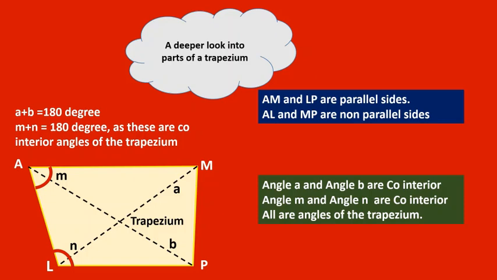These are called co-interior angles, consecutive interior angles. They are on the same side of the transversal. Right? AL is the transversal. We have studied that. AM and LP are parallel lines. AL is the transversal. So, these are called co-interior angles. They add up to 180 degrees. That is why angle M and angle N, I have named it small n, together make 180 degrees.